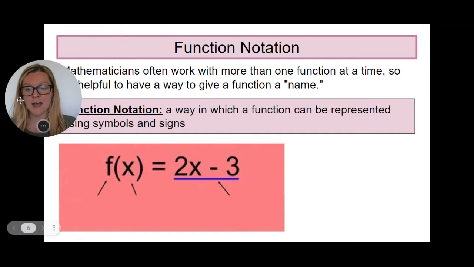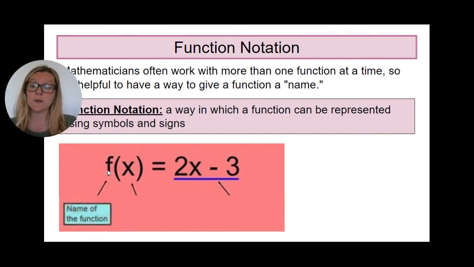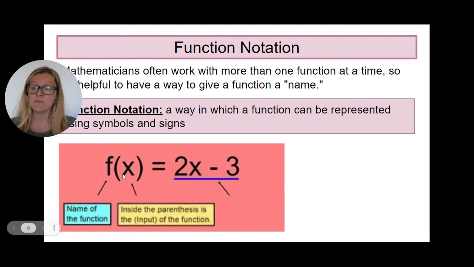So this guy, f of x is equal to 2x minus 3. The f is going to be the name of that function. You can use any letter you want. Lots of times we like to use f for function, but if you want to get fancy, use the first letter of your name, use your favorite letter. It does not matter. Okay, next is going to be the x or the variable, and that is going to represent the input of the function. So notice x is the input.